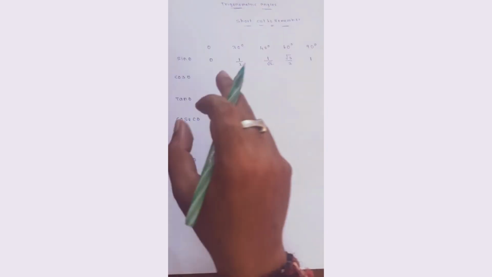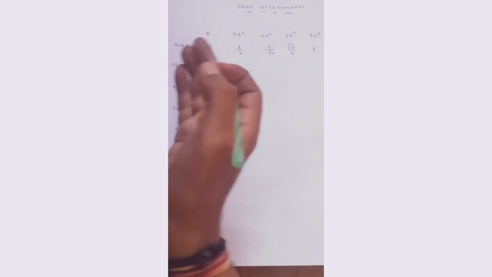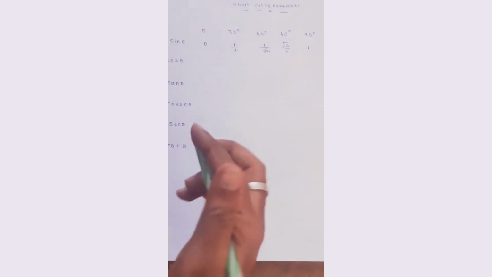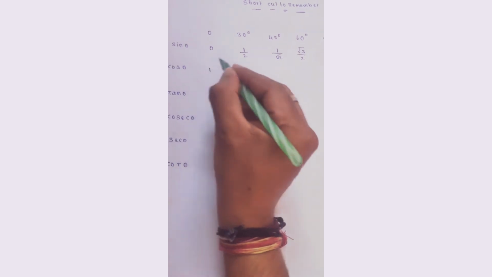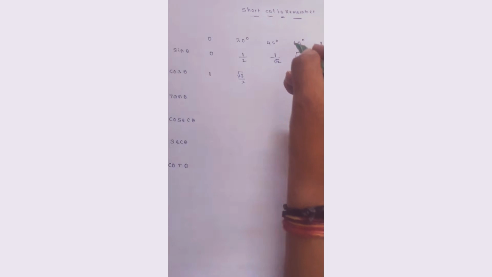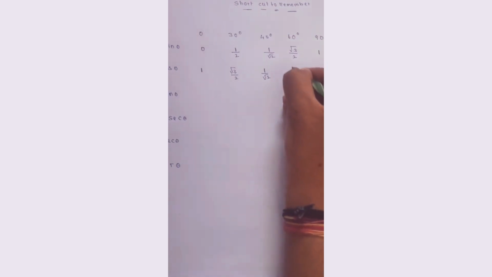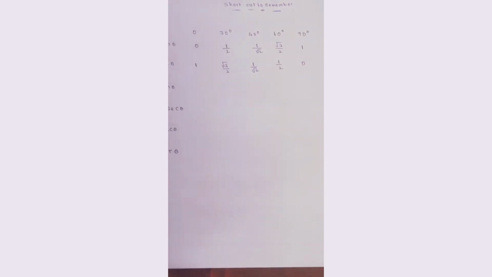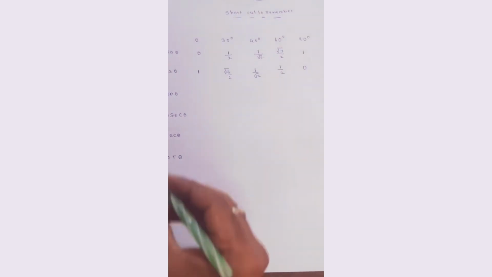Now what I am doing, simply we can just reverse the values. Just reverse the values of sine theta and you will get cos theta. So look, here I am writing 1, and here root 3 by 2, here 1 by root 2, here 1 by 2, and here 0, right? So these are the cos theta values. Okay, I think you understood.